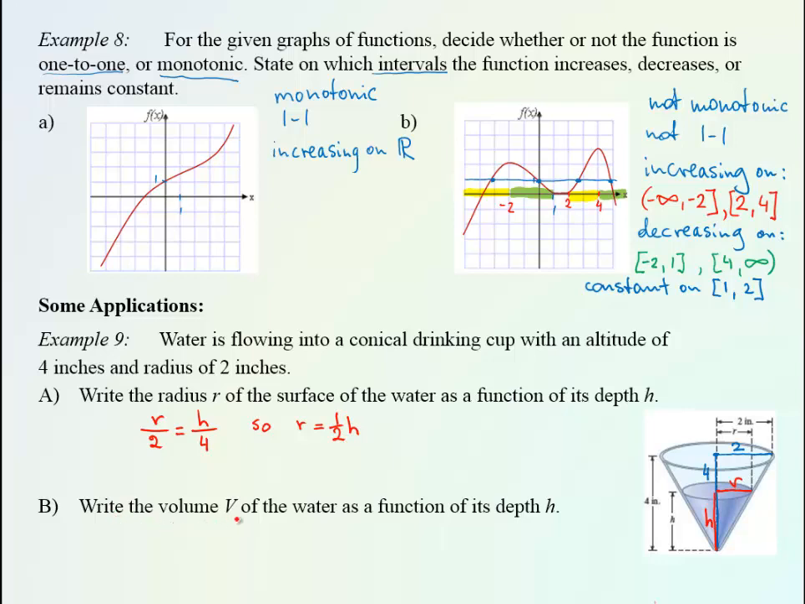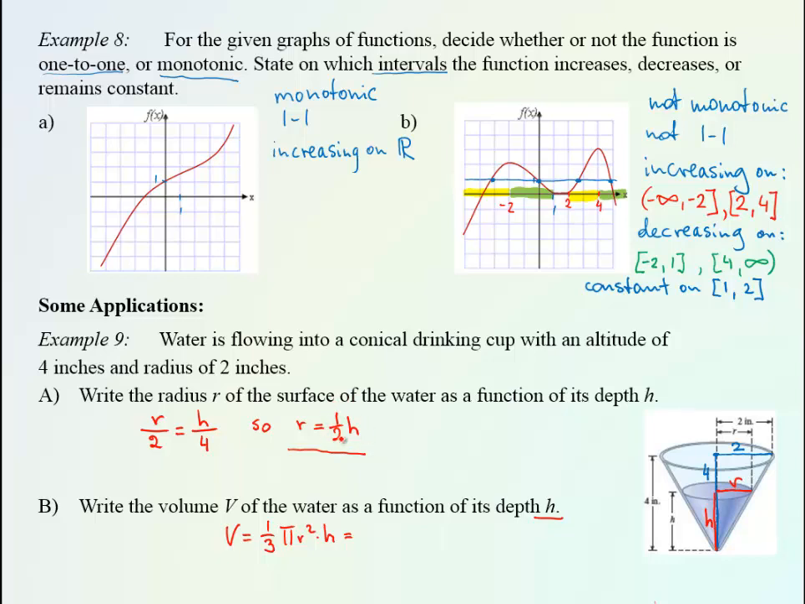And the second part of this question is to write the volume V of the water as a function of its depth h. So volume V, volume of a cone, will be 1/3 area of the base, which is pi r squared, times height, which is h. Now this needs to be as a function of depth only, so I need to replace r in terms of h. So here we're taking advantage of the previous question.